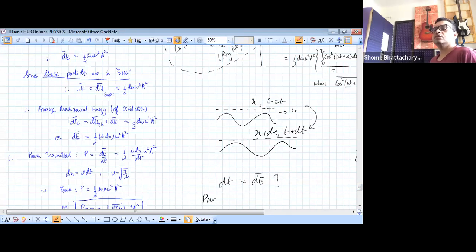So the power transmitted by the source is that extra energy which has come in that time. That extra energy is half mu omega square A square dx. So every time dt, another particle of length dx is joining the wave motion. So the total energy of the oscillating particles is increasing by an average value of this much in a time dt.